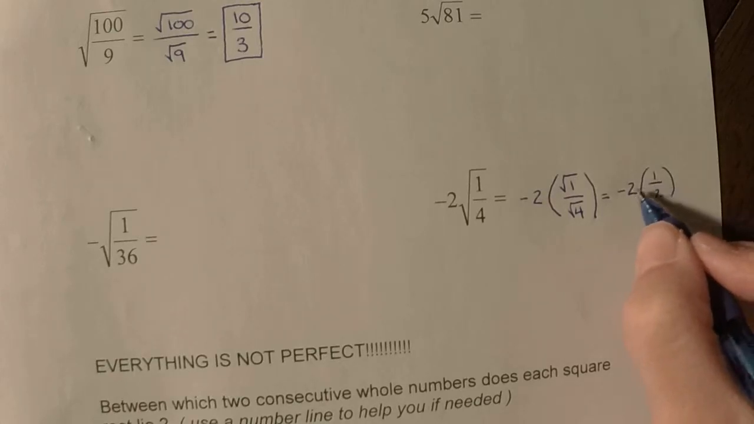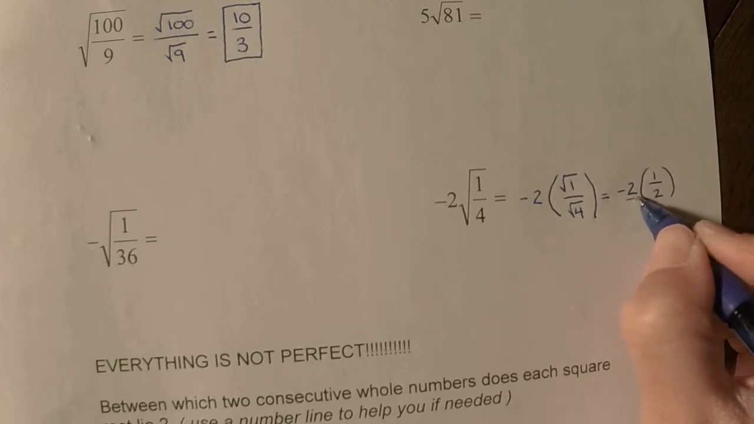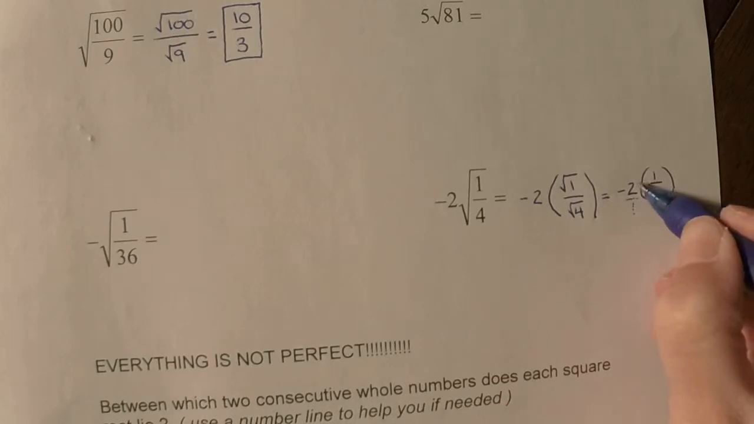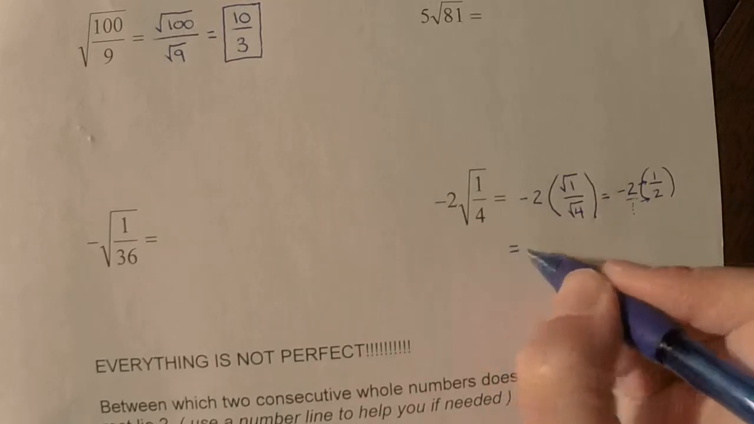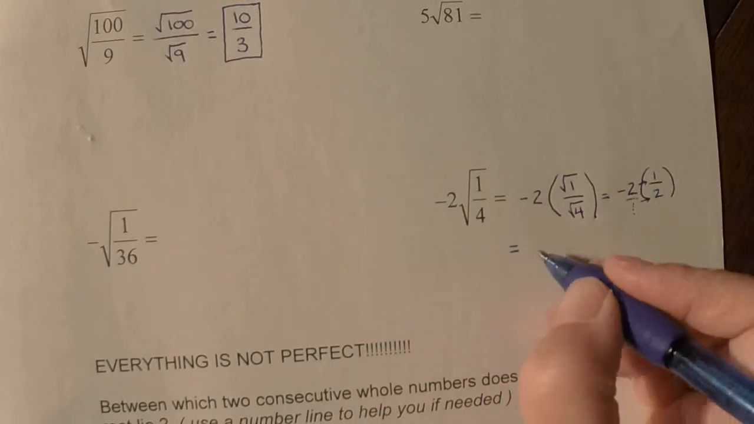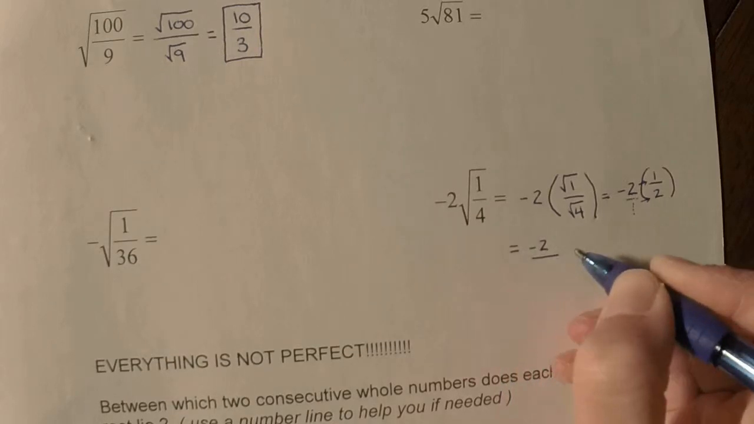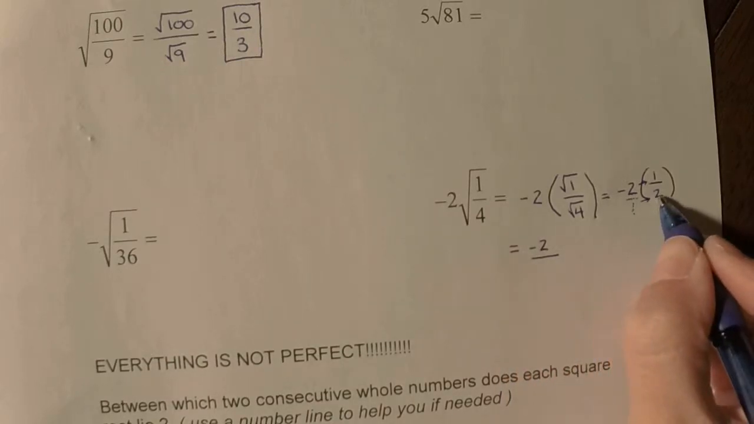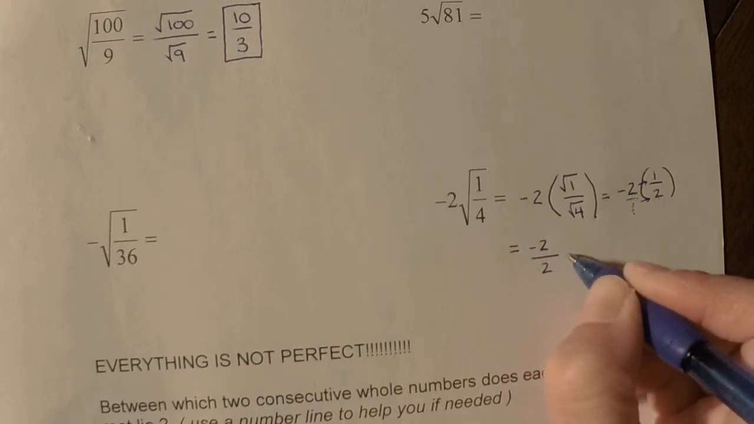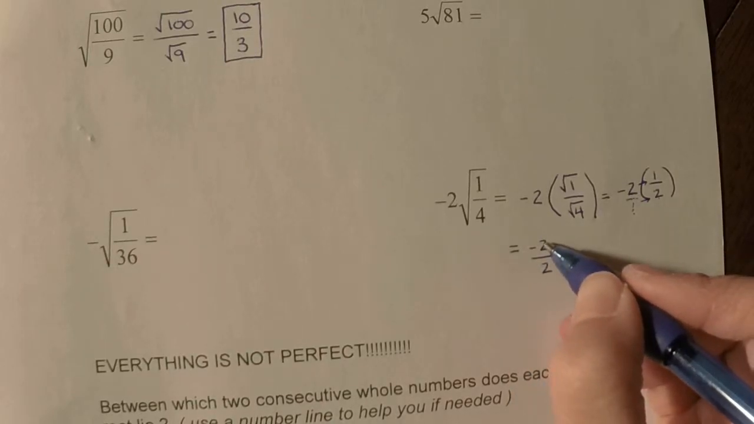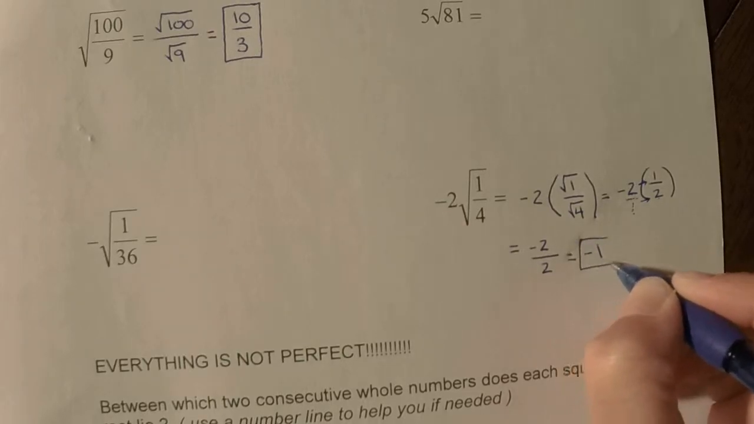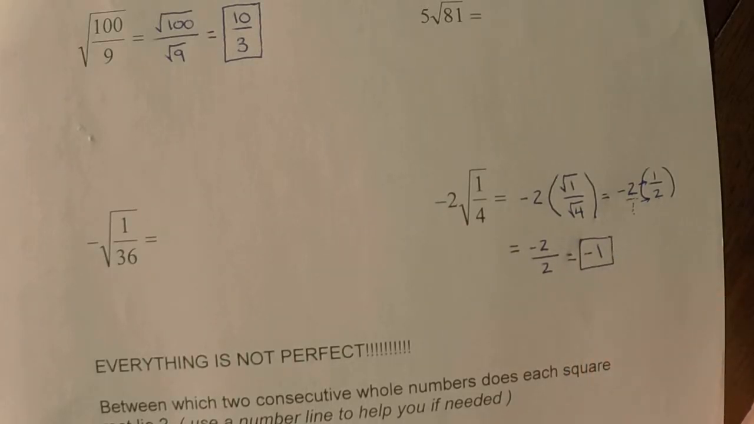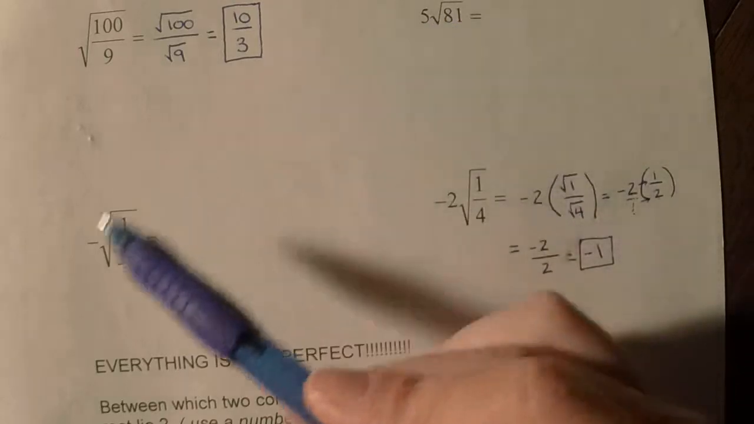Now if I multiply these, remember this is just over an imaginary 1, and you multiply straight across. So then I'm going to come underneath here. Negative 2 times 1 is negative 2. 1 times 2 is 2. So then negative 2 divided by 2 is negative 1. So there's your answer. You guys can do these two on your own.